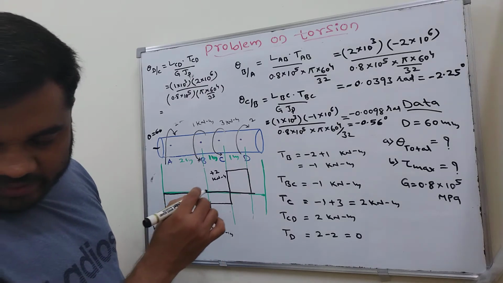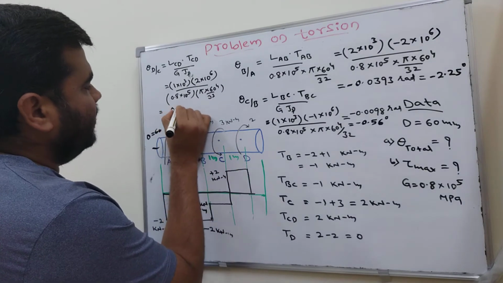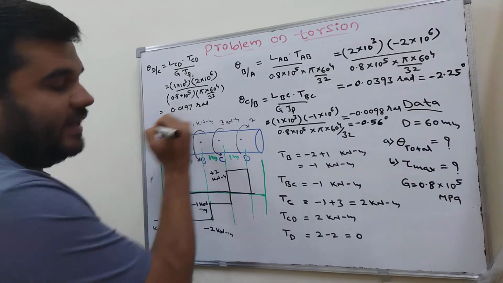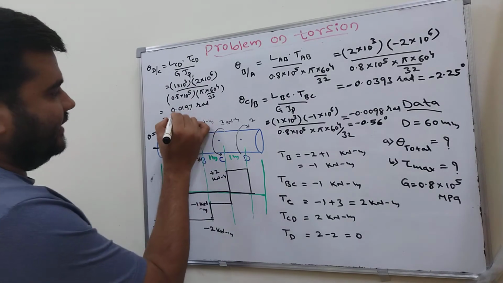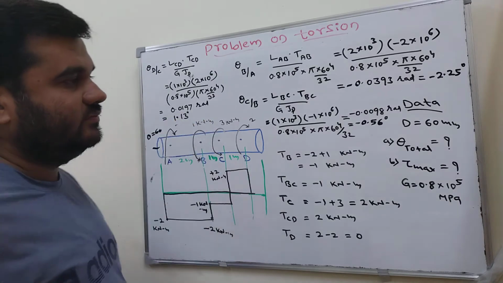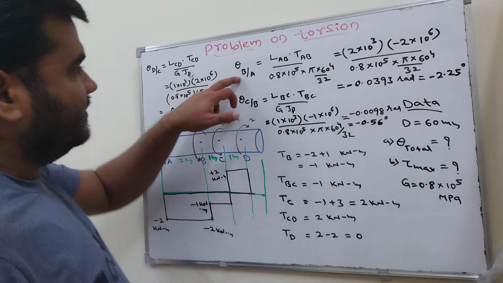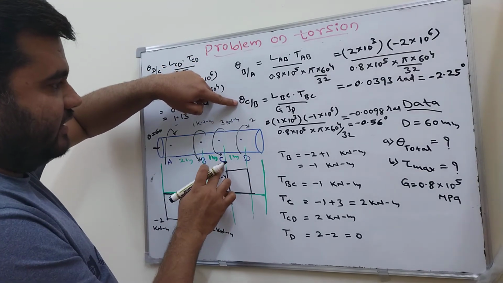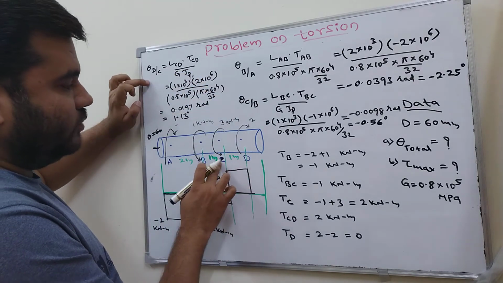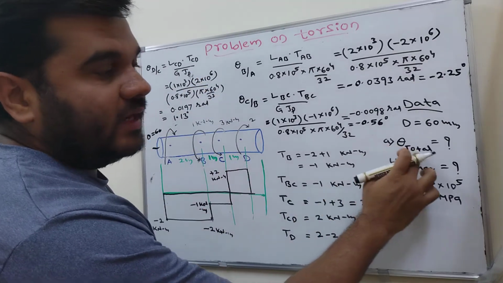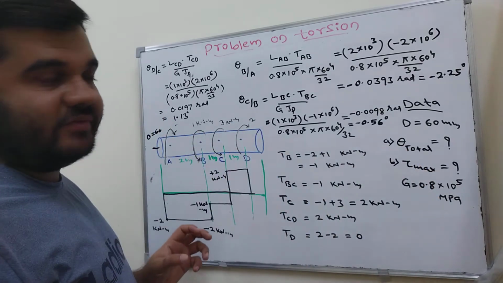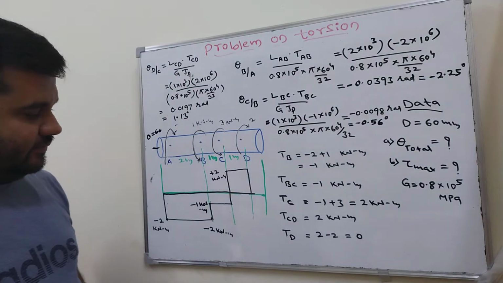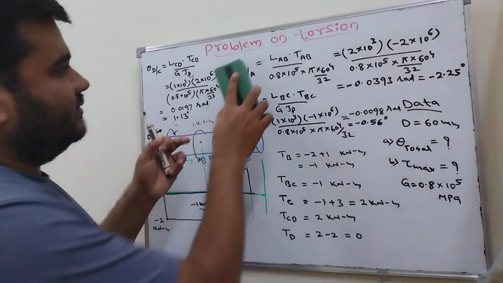We will get 0.0197, it is plus 0.0197 radians, that will be equal to, in terms of degrees, 1.13 degree. Okay, so this is angle of twist at B with respect to A, angle of twist at C with respect to B, angle of twist at D with respect to C. Now he is asking the total angle of twist. So the total angle of twist of the shaft, if you add all these three, we will get the total angle of twist.